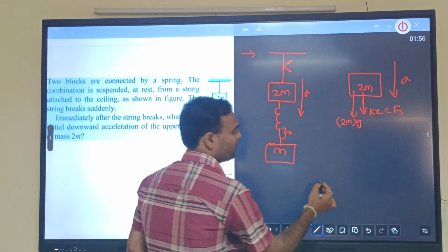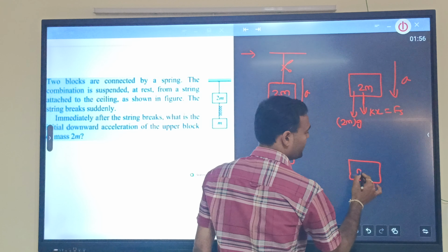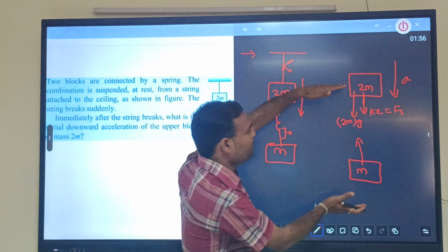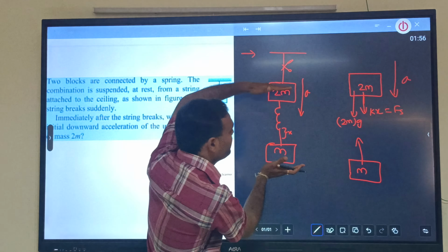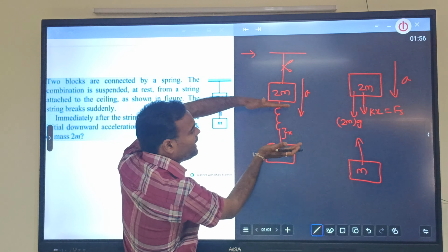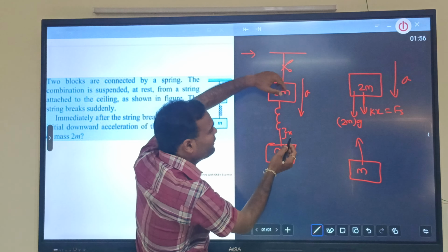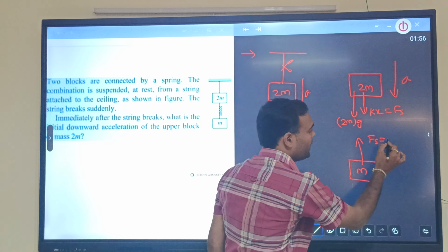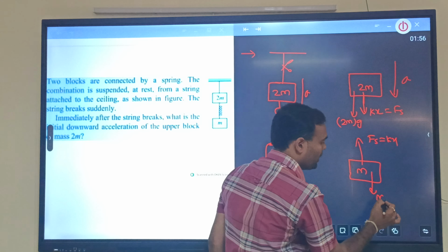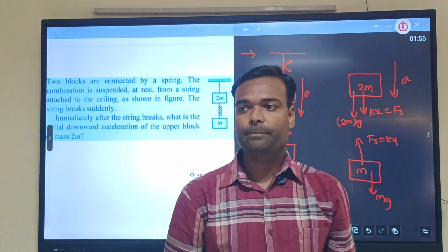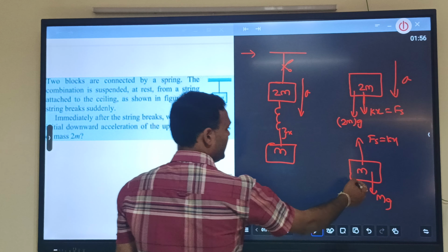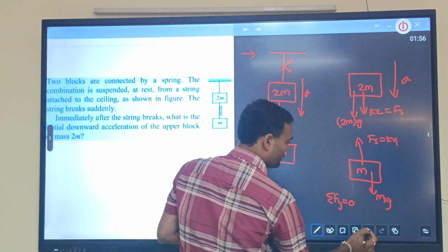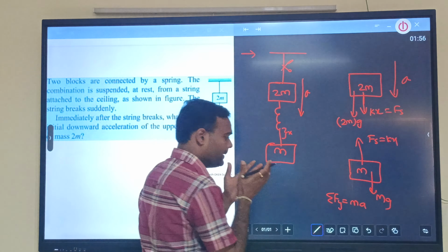Right? Now I am drawing the free body diagram for the small mass m, and again the spring will try to pull the object towards its mean position. That means the spring tries to pull these two objects and avoid that x value. That's why the spring force is acting in this downward direction, here upward direction. This is Fs equals kx, and mg is always acting in the downward direction. Clear? Now can I say, for this block, the sum of all the forces acting in the y direction is equal to mass into acceleration.